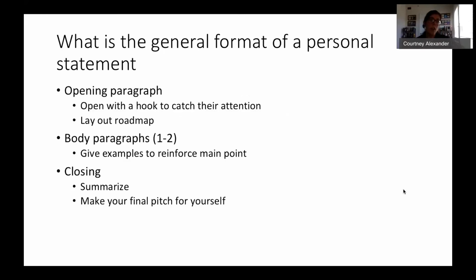So in the opening paragraph, you're going to open with a hook to get their attention and then lay out a roadmap for what you're going to talk about. In your body, you want to give examples to reinforce your main point. And in closing, you want to summarize and make that final pitch for yourself.